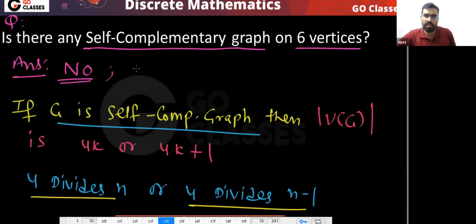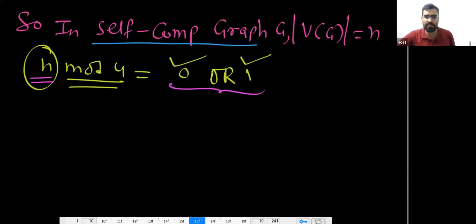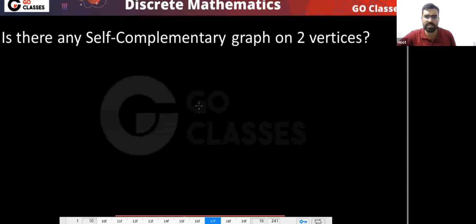No. Why? Because what is 6 mod 4? 6 mod 4 is 2. So I can say on 6 vertices there is no self-complementary graph. There does not exist any self-complementary graph on 6 vertices.